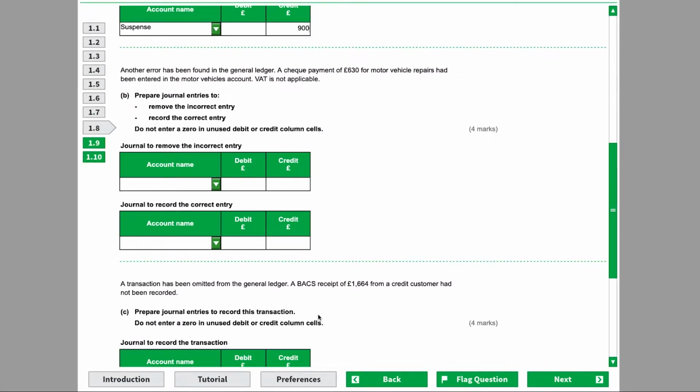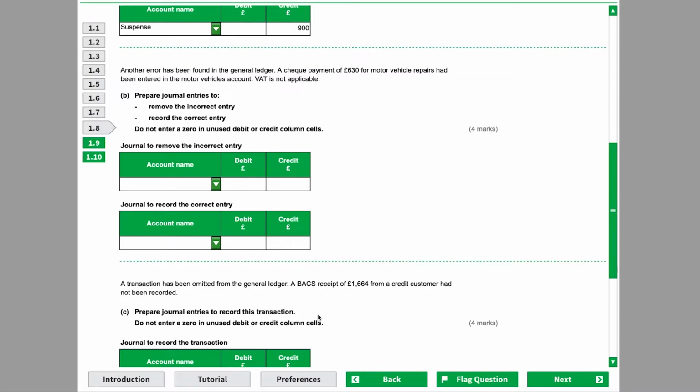Another error has been found in the general ledger. A cheque payment of £630 for motor vehicle repairs had been entered in the motor vehicles account. Ignore VAT. Prepare the journal entries to remove the incorrect entry and record the correct entry. So effectively here what's happened is that we've debited the motor vehicles account rather than the motor vehicle expenses.